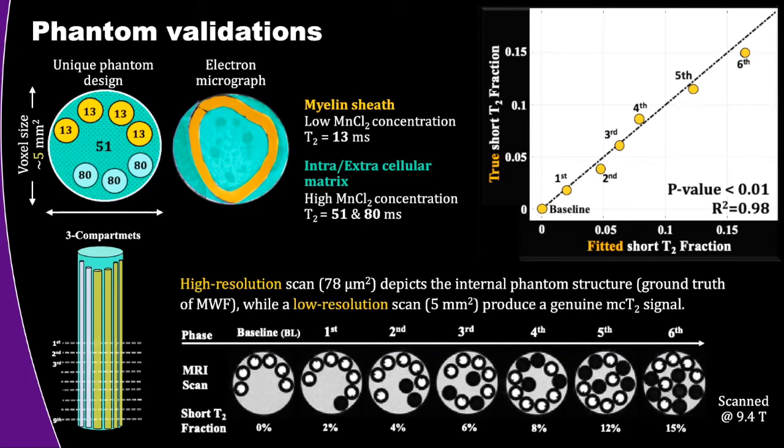One way to investigate these kinds of systems is to use a preclinical scanner. In the 9.4 Tesla scanner, we can reach as low as 2.5 millisecond echo time, which means that we're sensitive to more components.